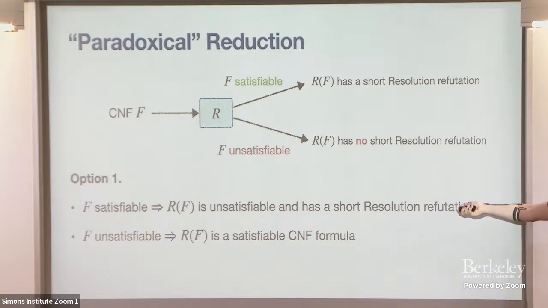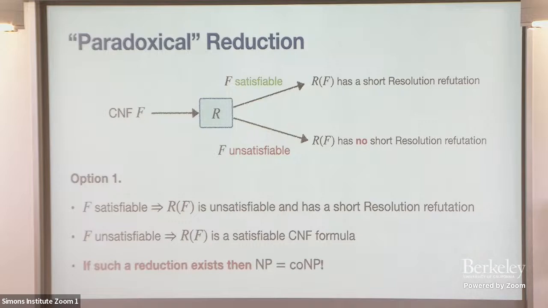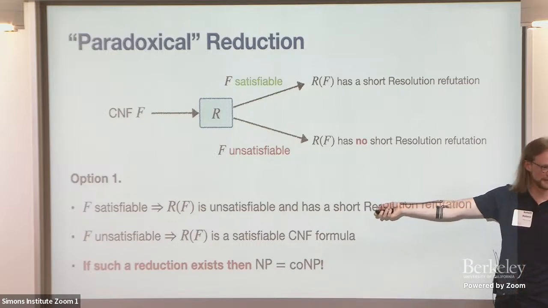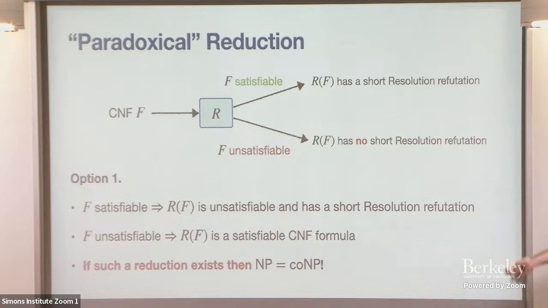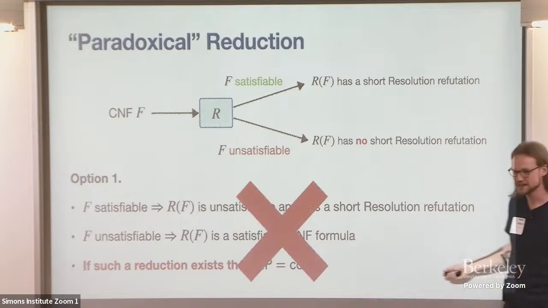Does that make sense? Now, what's the problem with this reduction? Seems like a great setup. Exactly. Yeah. The problem with this reduction is that now I can detect if a formula is satisfiable or not and flip the answer for it, right? So if I had such a reduction, then you'd get that NP equals co-NP automatically, just for free. So this just is not going to work, right?